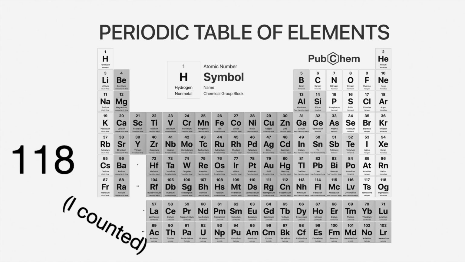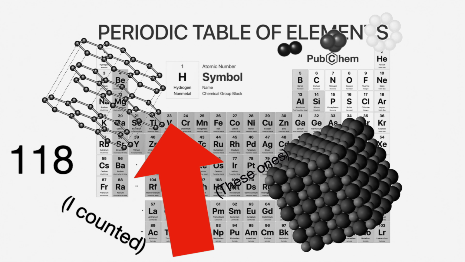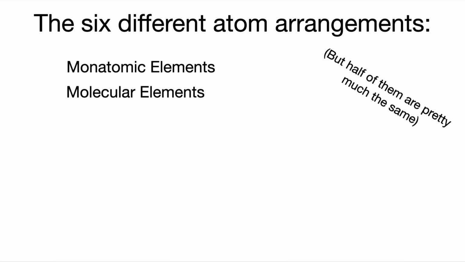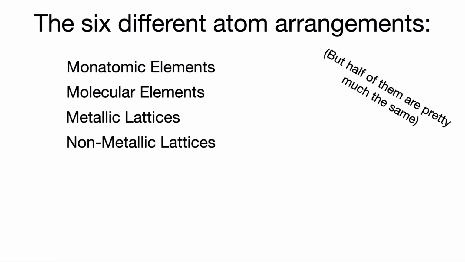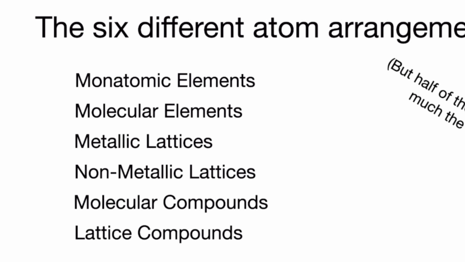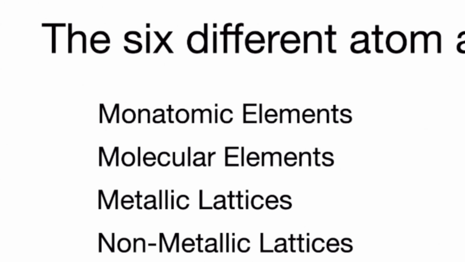What you need to know first is the 6 different arrangements that atoms form in. These are monatomic elements, molecular elements, metallic lattices, non-metallic lattices, molecular compounds, and lattice compounds. But what are these arrangements? Let's take a closer look at all of these arrangements individually, starting with monatomic elements.